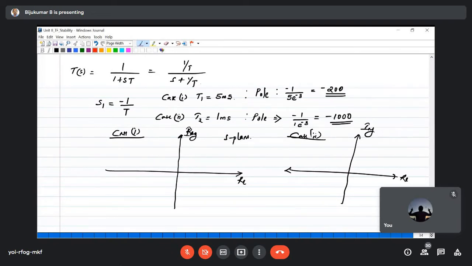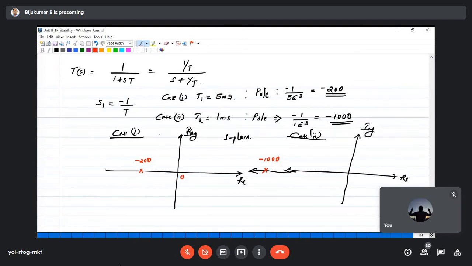So if I locate these poles, for case 1 it is minus 200. Let it be somewhere here. This is minus 200. This is the origin. Okay. For case 2, it is minus 1000, right? 1000 means it is far away from 200 and the origin, right? Let it be somewhere here. This is 1000.